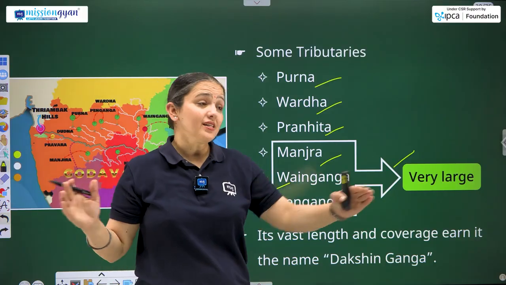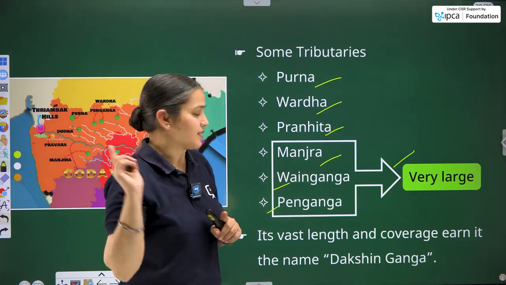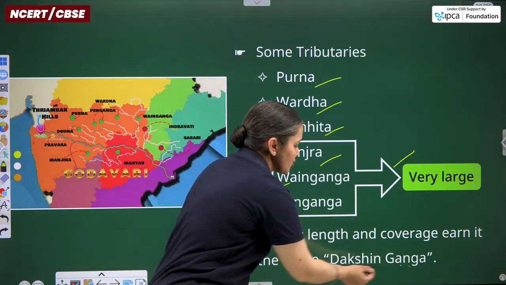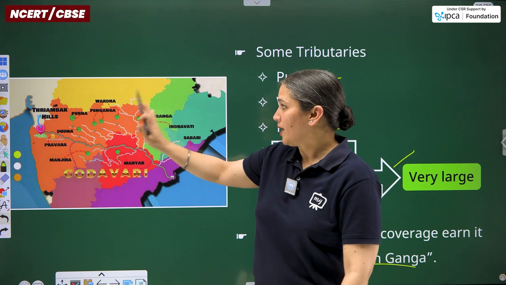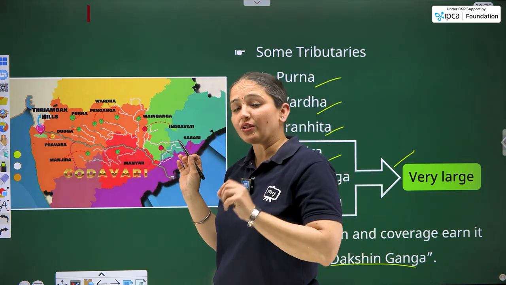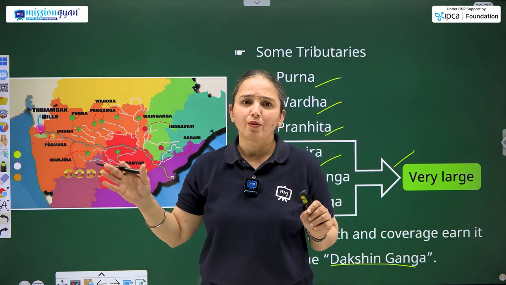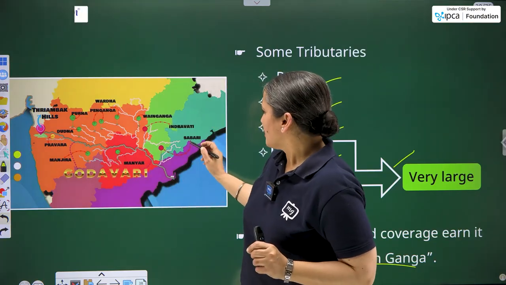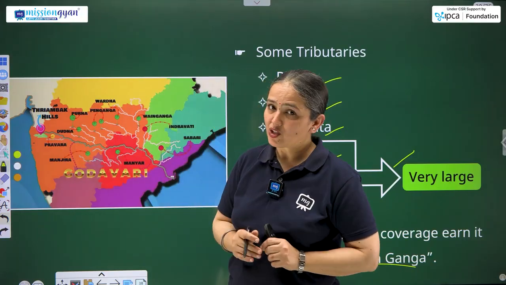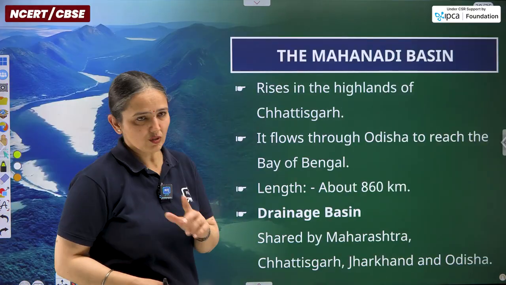We are talking about its vast length and coverage along with the Godavari's length, hence the name Dakshin Ganga. Already told you, here is the flow of the entire Godavari that forms the Godavari basin. Every river forms its basin because its water flows from that region. So these are Sabri, Indravati, some more are there, but in whole, this is the drainage basin of the Godavari river system within the peninsular part.